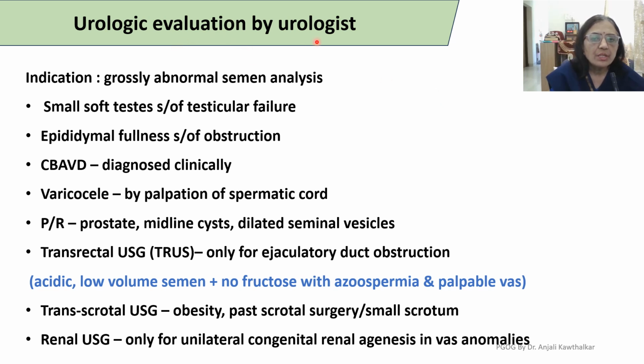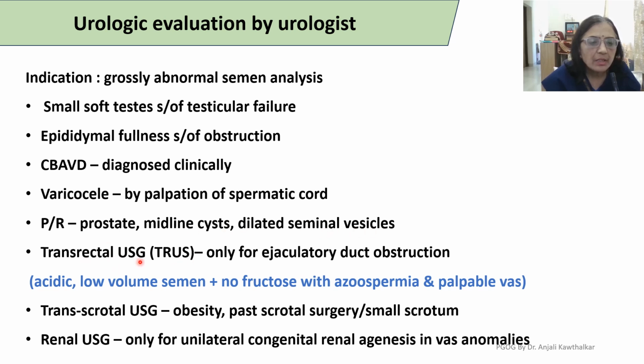Now, urologic evaluation is done by a urologist. It is indicated whenever a grossly abnormal semen analysis is present. If soft, small testes are present, it is suggestive of testicular failure. Epididymal fullness is suggestive of epididymal obstruction. Congenital bilateral absence of vas deferens is diagnosed clinically by palpating the vas deferens. Varicocele is also diagnosed clinically by palpation of the spermatic cord. Per rectal examination is done to see the prostate midline, presence of a midline cyst, whether the prostate is normal or not, and whether there are dilated seminal vesicles.